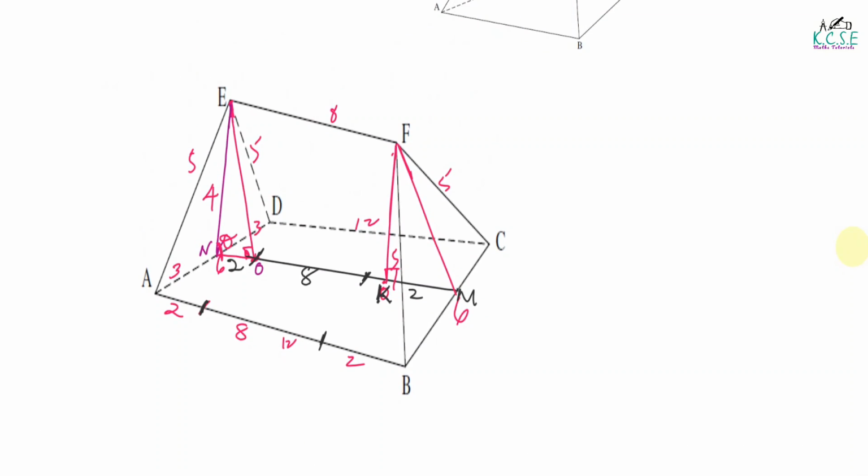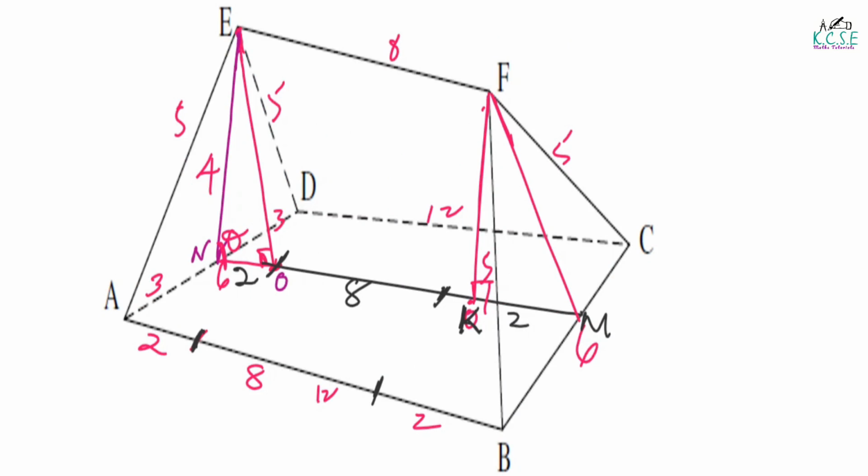So the projection of AE will be AO. So let me draw the projection. So the projection will be there. So that is the projection. The projection of AE on plane ABCD is AO. You can see AO. And since we want to get the angle, this will be the angle.